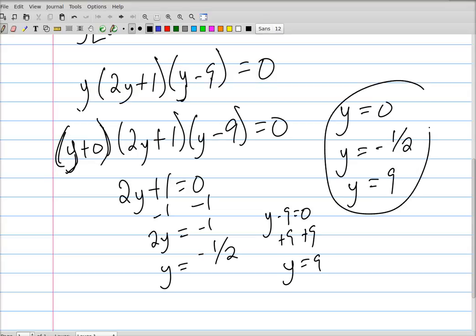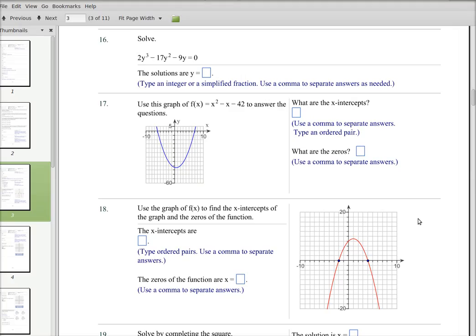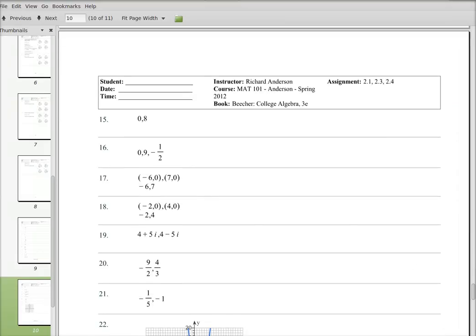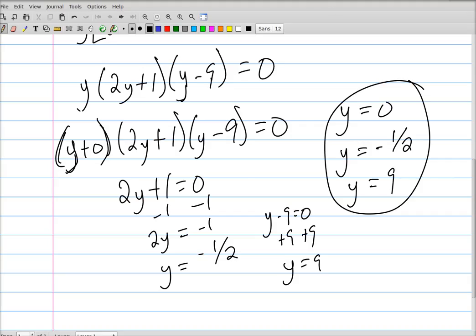And there we have it, our three answers. If we go check and make sure that I did that problem correctly, that was number 16: 0, 9, and negative 1/2. And there we have it. And I'll cover the next few problems in the next few screencasts.